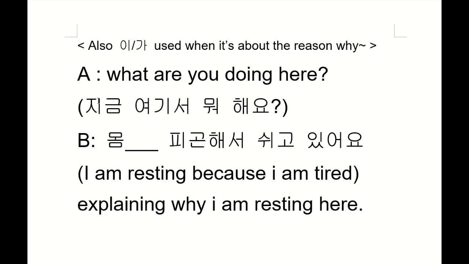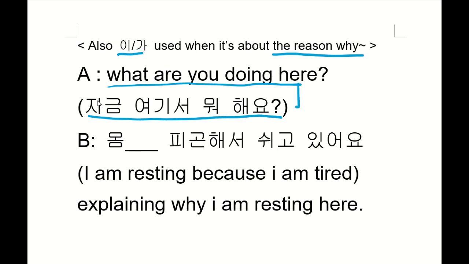there are different contexts where we use 이가 or 은는, and one of the others is this one. 이가 is used when it's about the reason why, when you have to explain the reason why. Someone asks you why you did it, and then you answer why you did it. So A asks, what are you doing here? In Korean it's 지금 여기서 뭐 해요? What are you doing here?